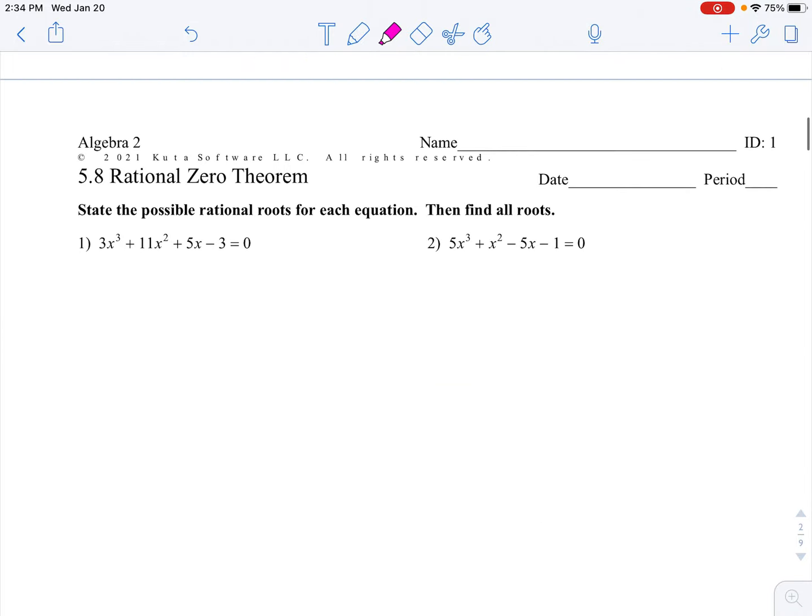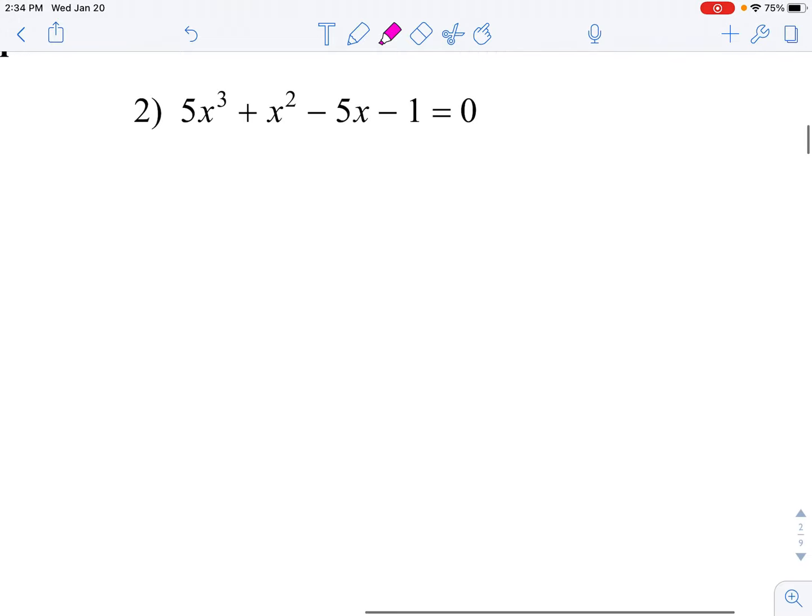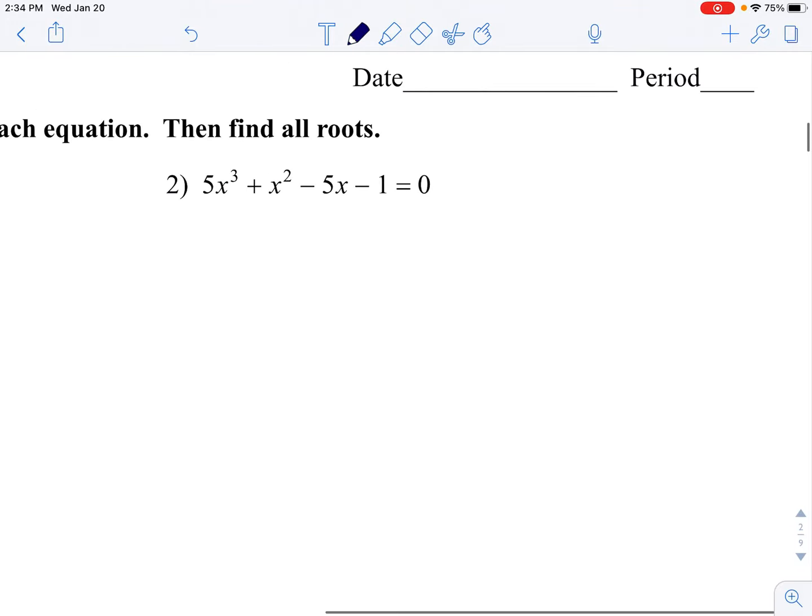Okay, so let's look at number 2. I do the evens, you do the odds. First of all, it's a third degree polynomial. There are going to be a total of 3 roots. They might all be rational. They might be a mix of rational and irrational, or rational and imaginary. There's all sorts of possibilities. But one thing we can do is make our list of possible rational roots. Sorry about that.